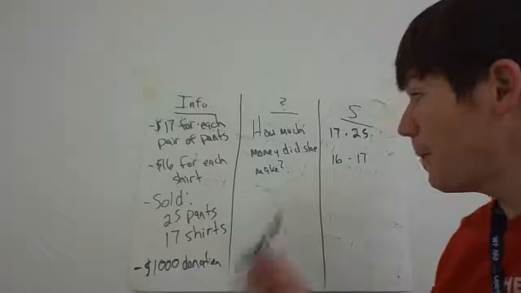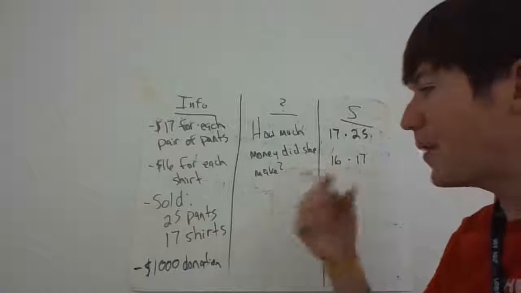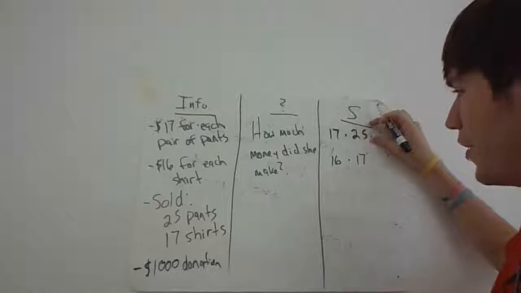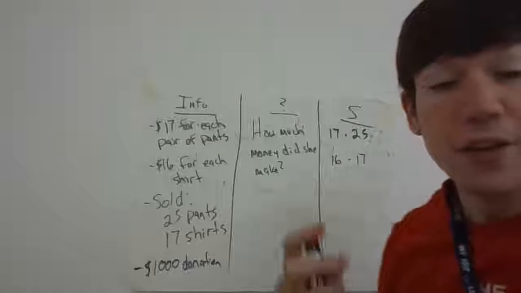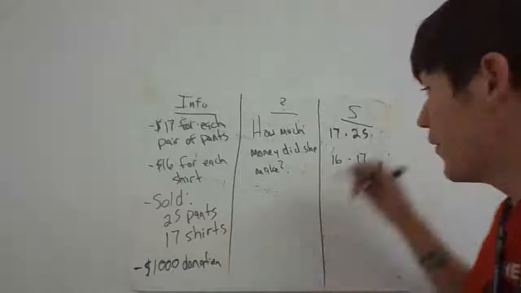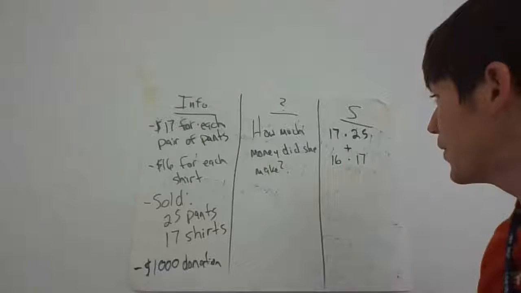Now, if I'm thinking about my question, how much money did she make? Well, she's going to make some money here for the pants. She's going to make some money here for the shirts. To figure out how much she made, I'm going to need to combine those. I'm going to add those together.